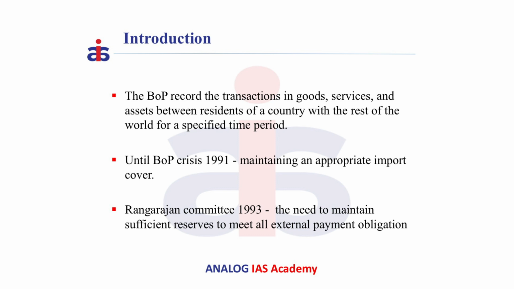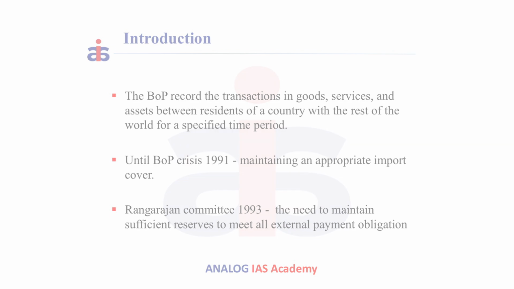Until the balance of payments crisis of 1991, India's approach to forex reserves was essentially aimed at maintaining an appropriate import cover. Later, the Rangarajan Committee, formed in 1993, stressed the need to maintain sufficient reserves to meet all external payment obligations and to ensure a reasonable level of confidence in the international community about India's capacity to honor its obligations. The balance of payment consists of two accounts, capital account and current account.